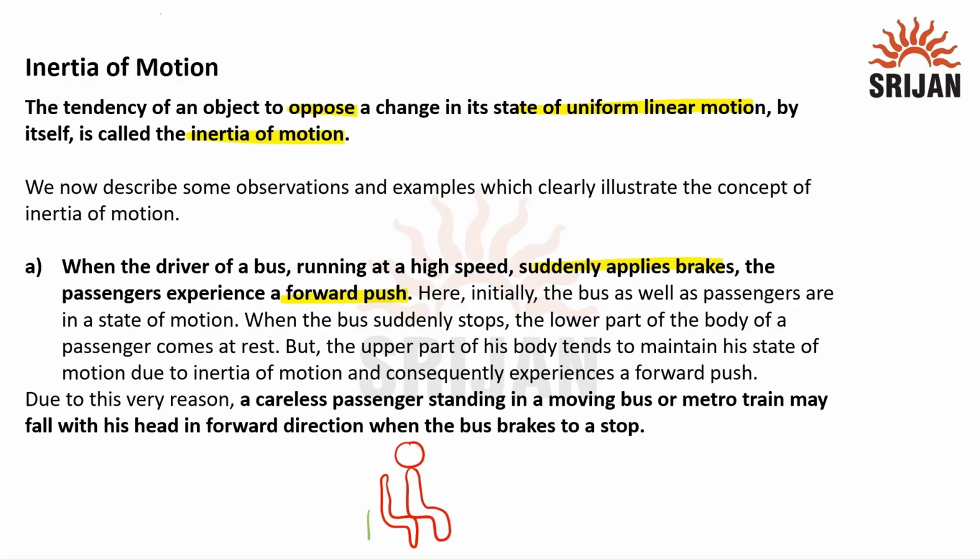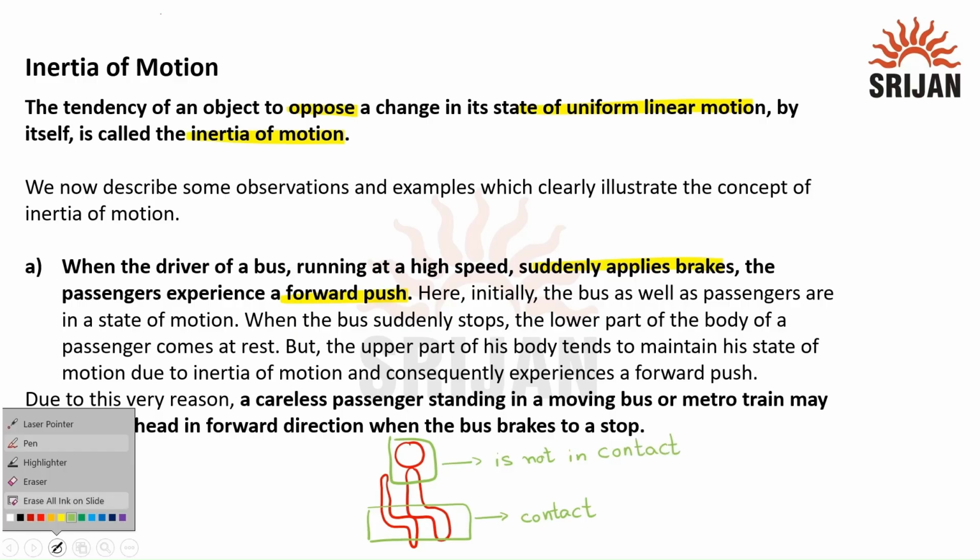So the lower part of our body is in contact with the bus. This part is in contact, but the upper part of the body is not in contact with the bus. Initially, when the bus is moving, the passenger is also moving. But when the bus suddenly stops, the lower part of the body, which is in contact with the bus, stops, but the upper part tends to remain in motion due to inertia of motion, and that is why the passenger experiences a forward push. And due to this very reason, a careless passenger standing in a moving bus or a train may fall with his head in forward direction when the bus brakes to a stop.